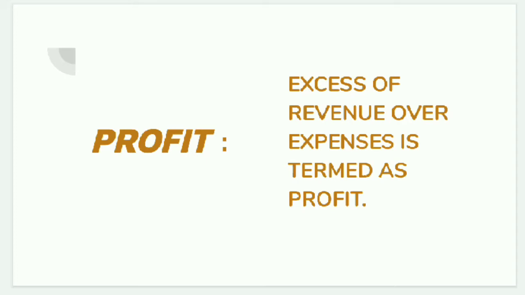Next, see. Next is profit. So, what is profit? Normally you won't see profit, but this term is used in accounting. What is profit? When your revenue is greater than your expense, it is termed as profit. That means your income must be greater than your expenses. Only then the amount that is left will be termed as profit.